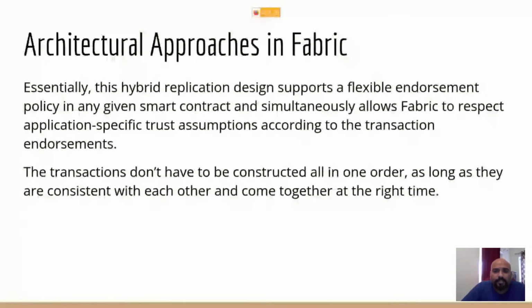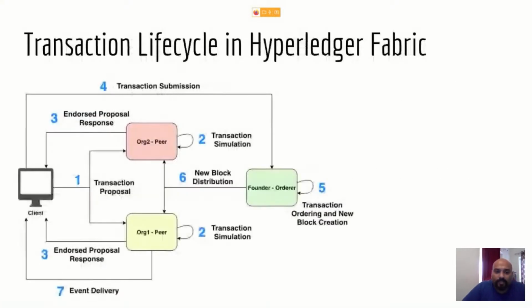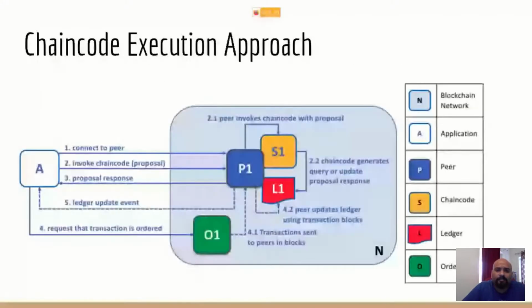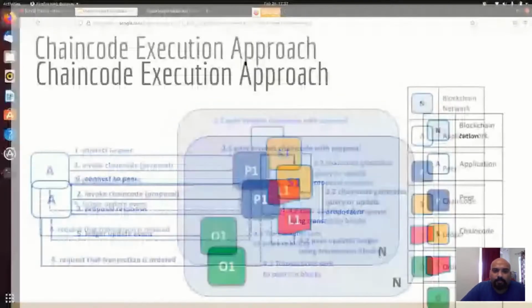This hybrid replication is made possible by using policies. These policies are known as endorsement policies that help Fabric come up with application-specific trust assumptions. For example, you can have specific endorsement policies in different channels. You can have multiple channels in the system. Transactions don't have to be constructed all in one order. Okay, so we mentioned chaincodes. Before I get into further details, let me show you the Fabric infrastructure quickly.